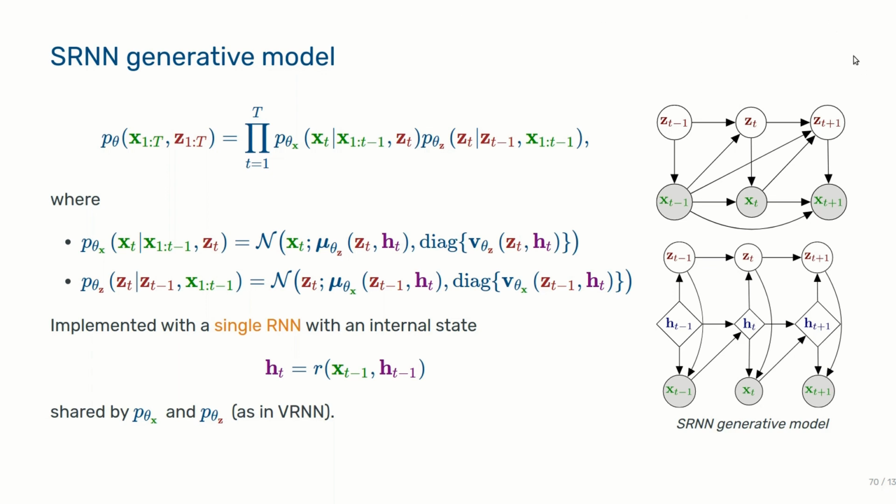The generative model of the SRNN is shown here on the diagram as well as on the equation, and it is less complex than the one of the VRNN. Indeed, if you take a look at the probability of the observation, you can see it depends on the previous observations, but only on the current latent code, while for a VRNN, it depended also on the previous latent codes. Regarding the distribution of the current latent code, it depends on the previous observations, but only on the previous latent code, not on all previous latent codes, as in VRNN.